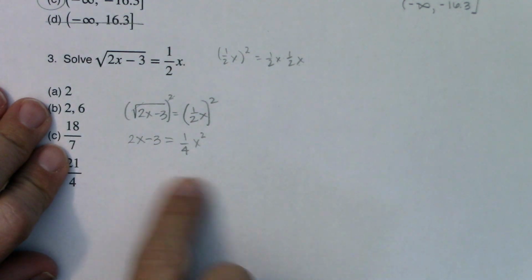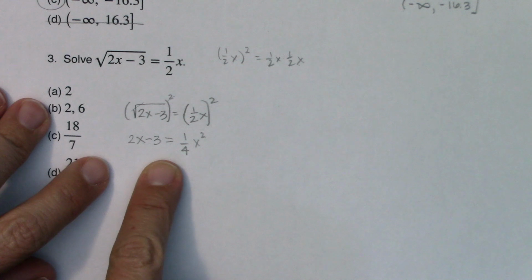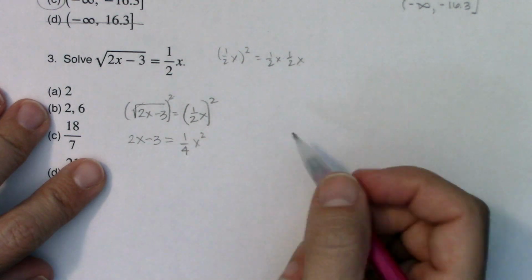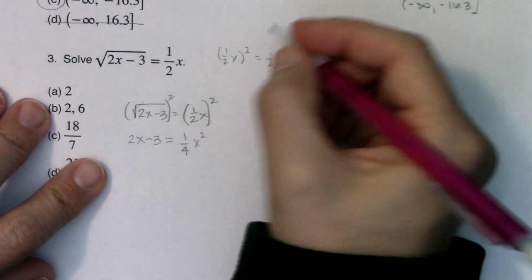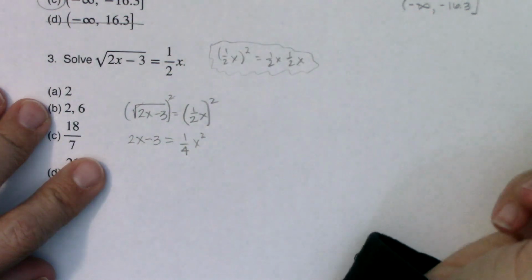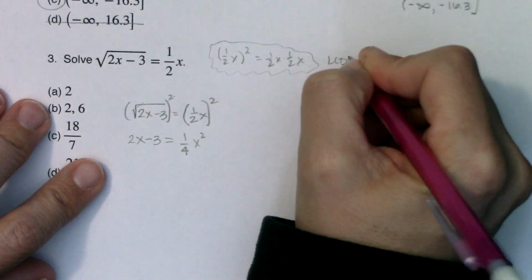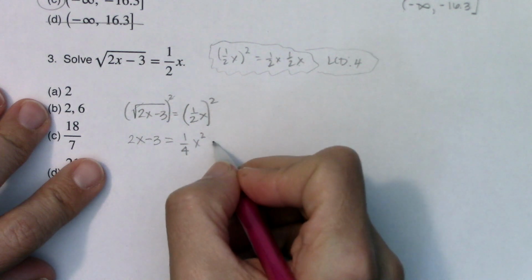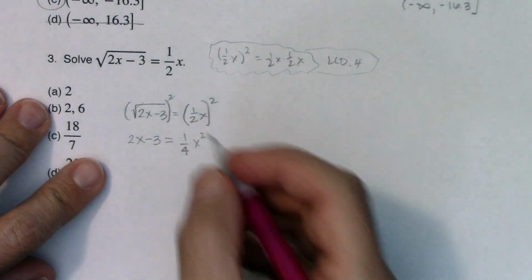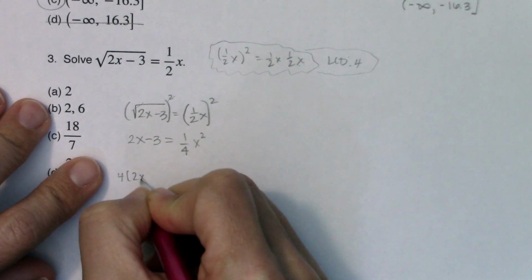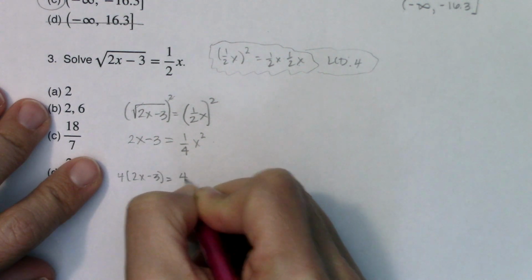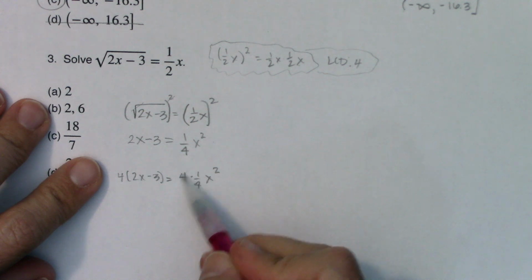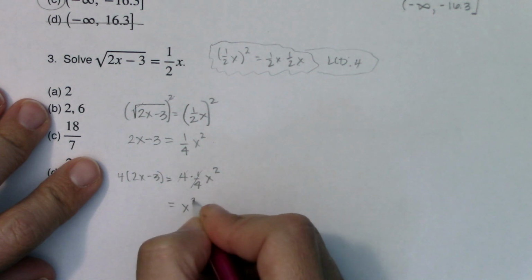And for some folks, now that there's this fraction, you might be thinking, I don't really want a fraction in there. If you want to get rid of the fraction, which I tend to do, I'm going to multiply both sides of that equation by the least common denominator. The LCD in this case is just 4. There's only one denominator, it's 4. So I'm going to multiply both sides by 4, and I get to keep the equal sign. I'm going to take 4 times 2x minus 3, and that's going to equal 4 times 1/4 x squared. The 4 and the 1/4 are going to cancel, leaving me with just an x squared.